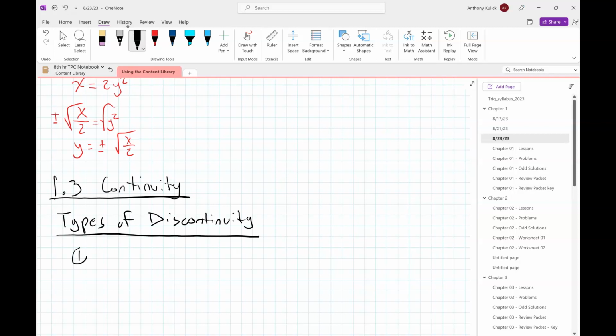So we have an infinite discontinuity. In your Algebra 2 class, depending on how far you got, you potentially talked about these. We also refer to them as vertical asymptotes. You could use those two terms interchangeably. So an infinite discontinuity is the same as a vertical asymptote. For our purposes anyways, they mean the same thing.